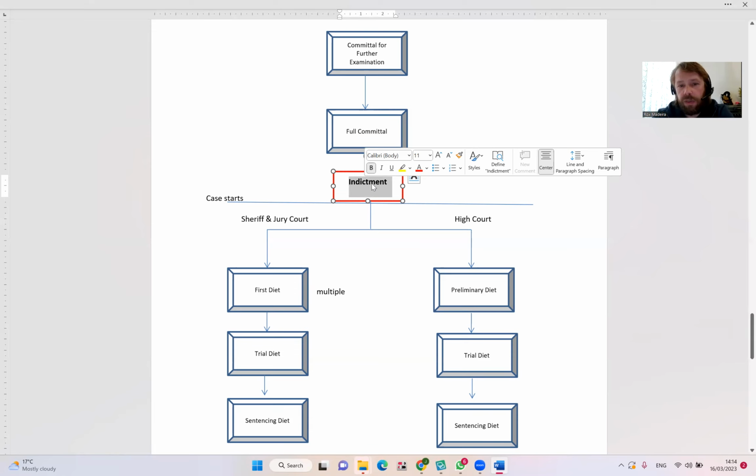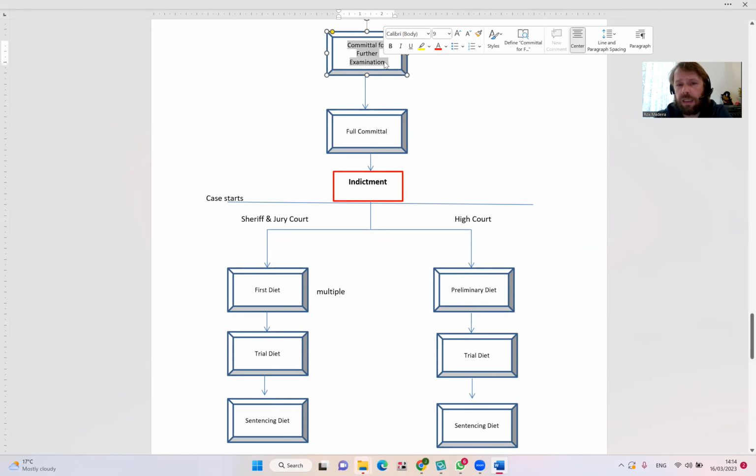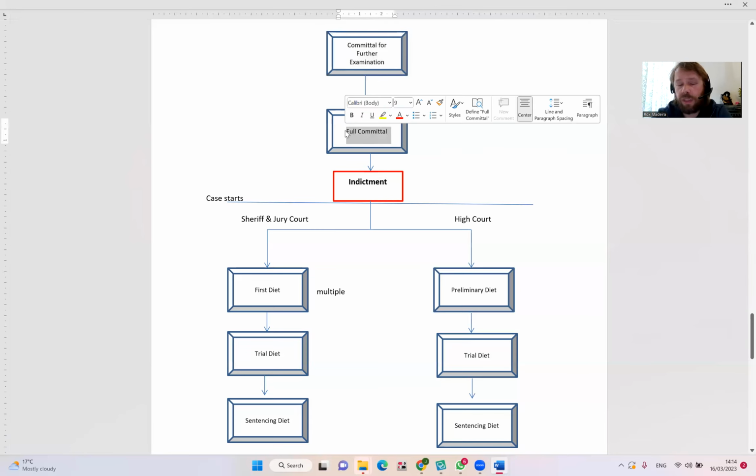But before the indictment is created and finalized, the accused appears in court on petition, and basically the petition is a draft indictment. It can actually be significantly different from what the final indictment will be. So it's a draft of the charges that it's anticipated that person will be prosecuted for. And he appears for the first hearing, and then typically there would be a second one called the full committal, where they decide whether to fully commit the case to trial or not.